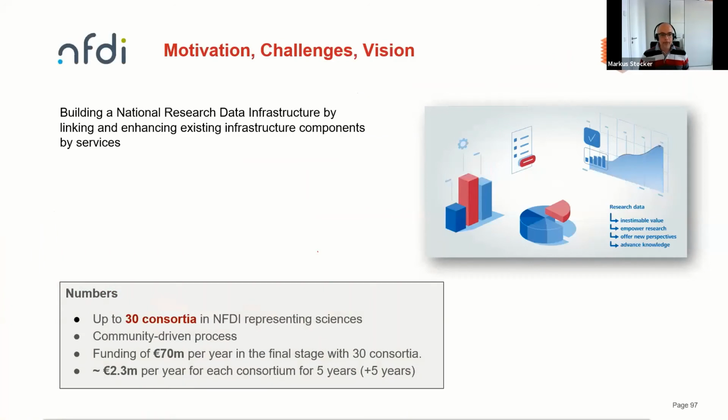Next slide, please. So a little bit of context, this is largely grounded in the national effort to build national research data infrastructure, which is a relatively large effort that has 3 stages, and in the end we should have about 30 largely disciplinary consortia that organize the research data infrastructures. The idea is to link and enhance existing infrastructures, so nothing largely new, but to build on what exists and enhance and link this. And it's a fairly large community-driven process overall. As you can see here, there's quite a bit of funding at the national level, about 70 million euros per year.